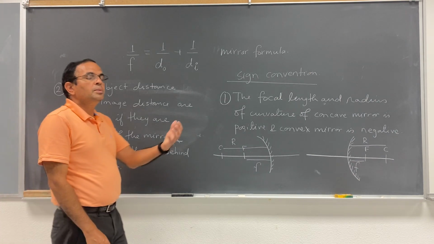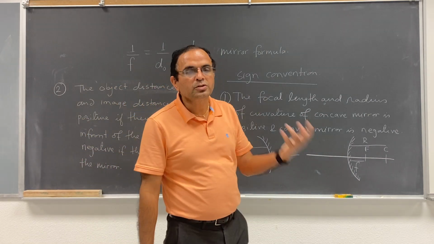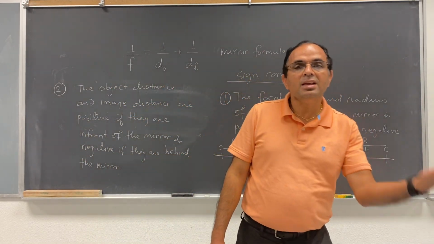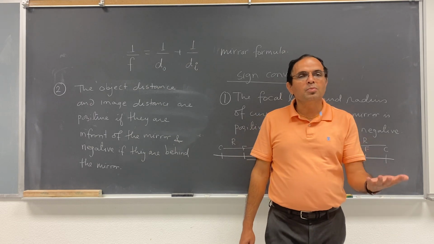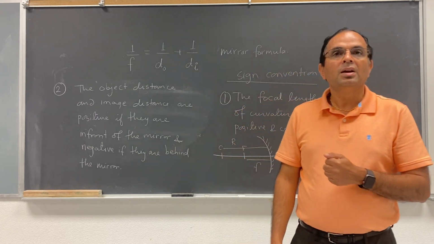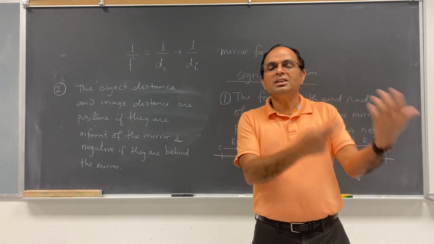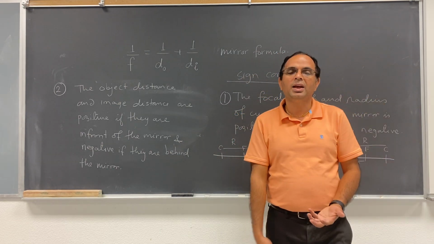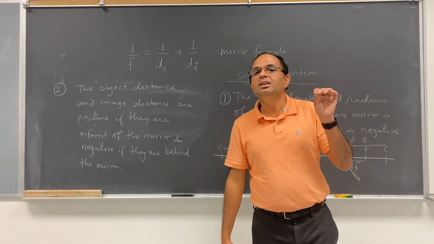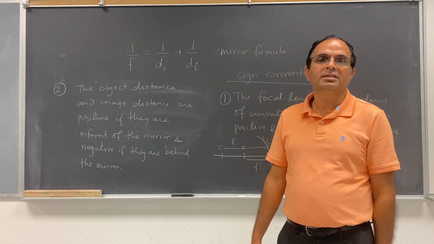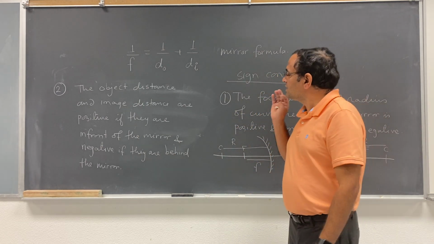Okay, so if the object is in front of the mirror, of course object distance is positive. If the image is also in front of the mirror, then of course image distance is also positive. But if the object is behind the mirror, I don't think that will be the case. But if the object is behind the mirror and if the image is behind the mirror, then in that case the image distance is negative, object distance is negative. Okay, so please keep this in mind.